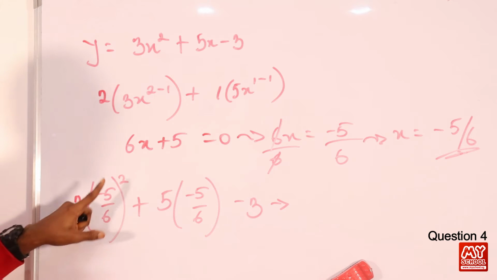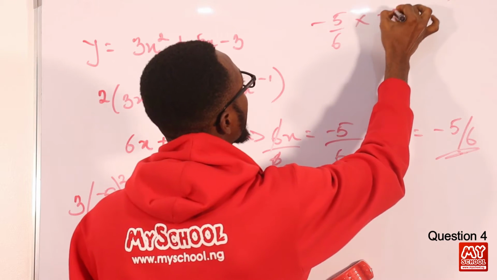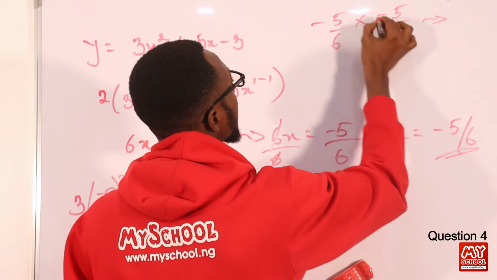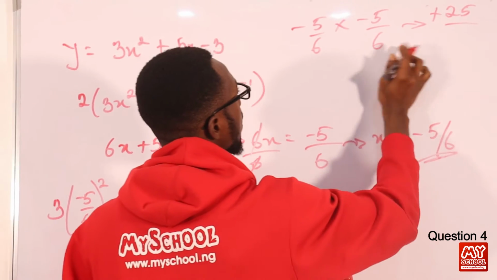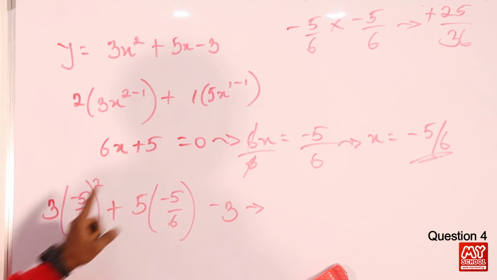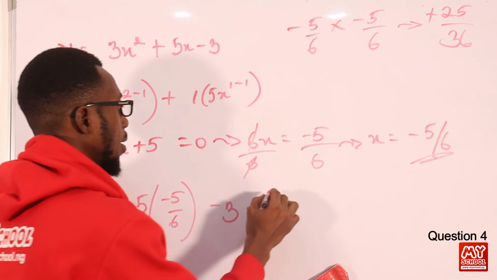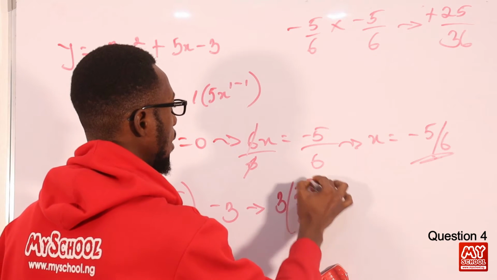Minus 5 over 6 raised to power 2 means minus 5 over 6 times minus 5 over 6. So minus times minus, I have plus. 5 times 5, I have 25. 6 times 6, I have 36. So right there, I have then 3 times this. That will be 3 into bracket 25 over 36.